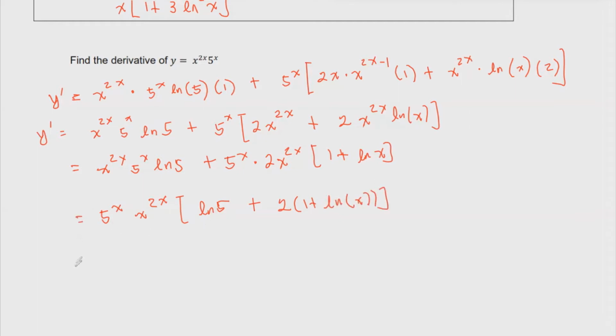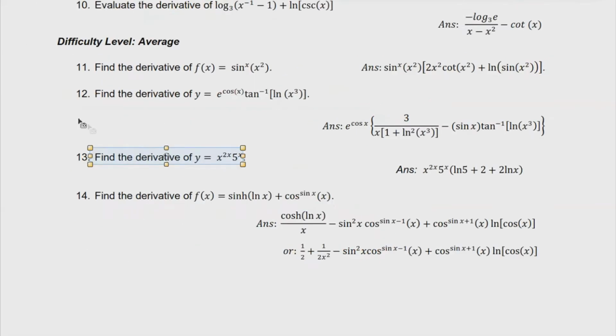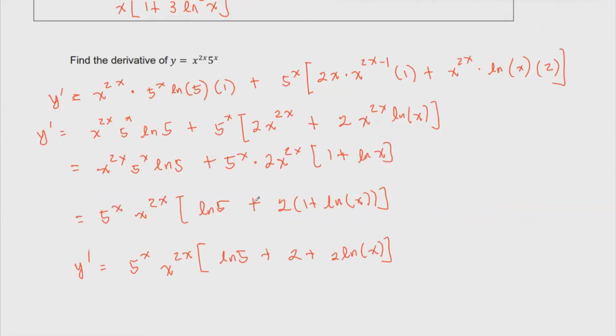Okay, so simplifying further, we have y prime is equal to 5 raised to x times x raised to 2x. And then in this case, if you want to try to add this, we have ln of 5 plus 2 plus 2 ln of x. So we could just write ln of 5 plus 2 plus 2 ln of x. Okay, so the answer here is given something like this. Okay, that's ln of 5 plus 2 plus 2 ln of x. So we actually got the exact answer.